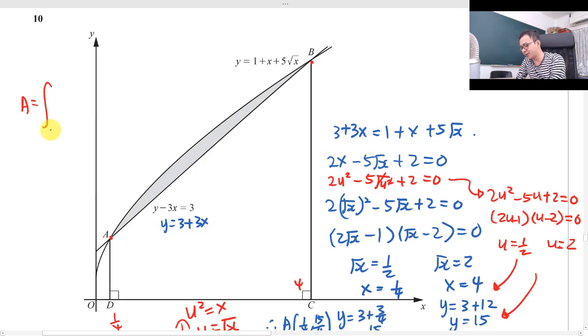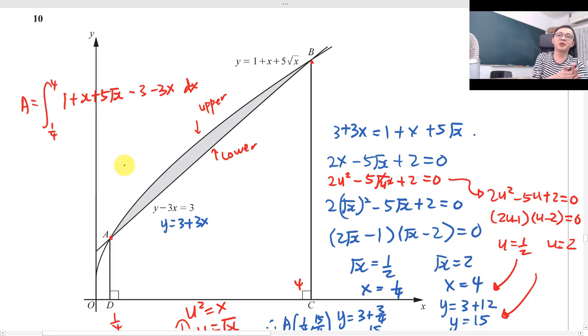The area is basically the integral from 1 over 4 to 4 because they have the same intersection points. And then I'll use the upper equation minus the lower equation. So the upper equation is 1 plus x plus 5 square root x, and then the bottom equation is subtracted, so minus 3 minus 3x, dx. So I will straight away do it like this without doing the trapezium things. Of course, you can use the curve area minus the trapezium. You can always do that, and you will still get the same result. But I prefer this because I find it faster.